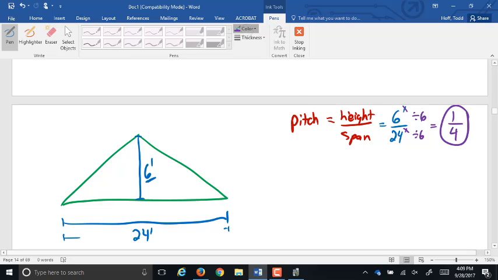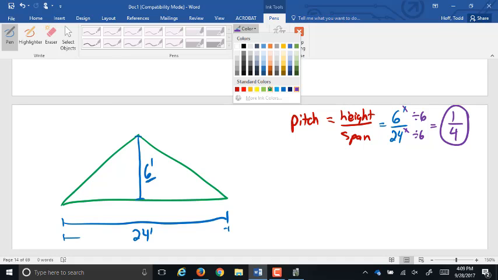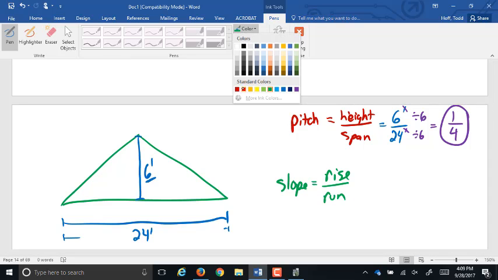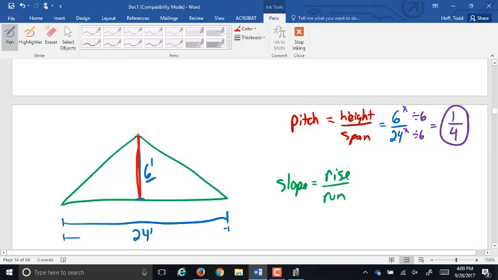Slope is actually rise over run. Rise is still going to be just this height here. We rise 6 feet. But the run is from one end to that highest point. That'll be half of the 24, only 12 feet.